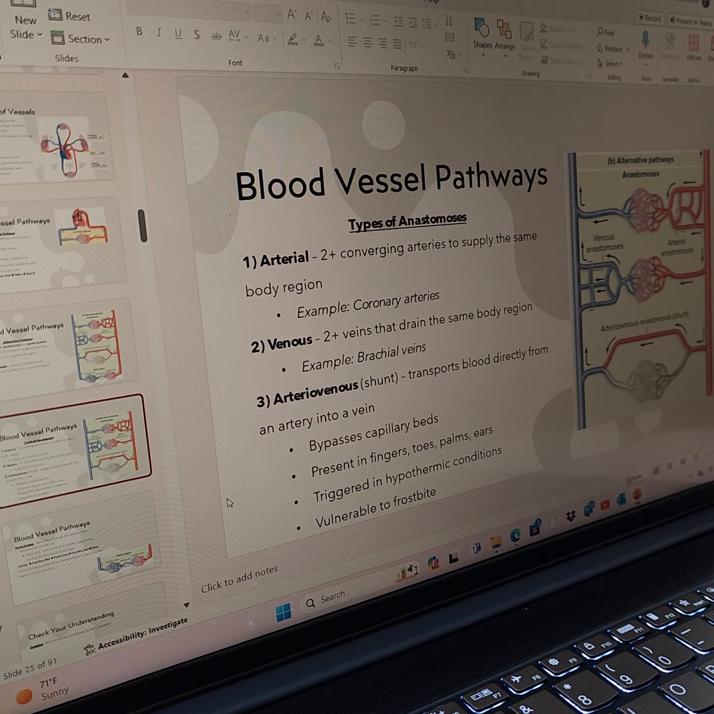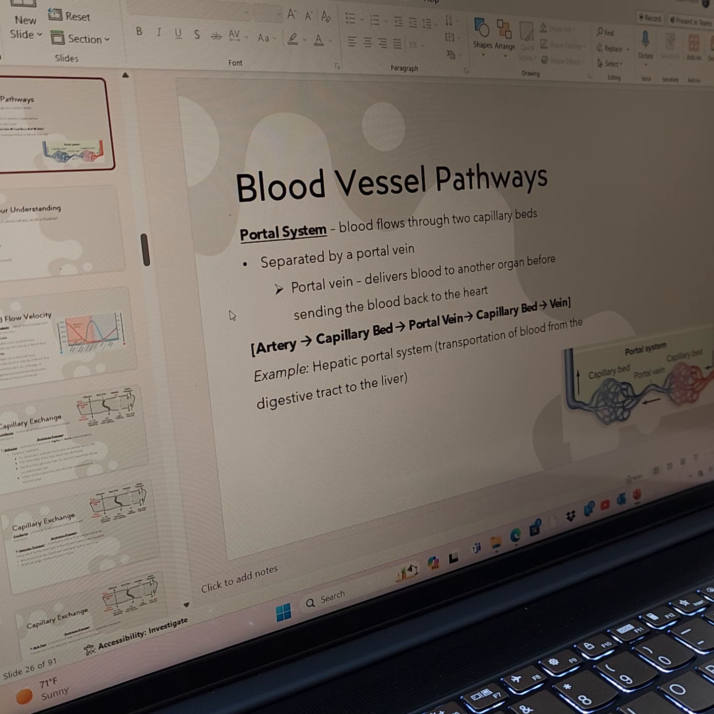Arteriovenous, or the shunt process, transports blood directly from an artery into a vein, and this bypasses the capillary beds present in your fingers, toes, palms, and ears. This is triggered in hypothermic conditions, and it's what makes you vulnerable to frostbite. So this is what can trigger the arteriovenous or shunt response.